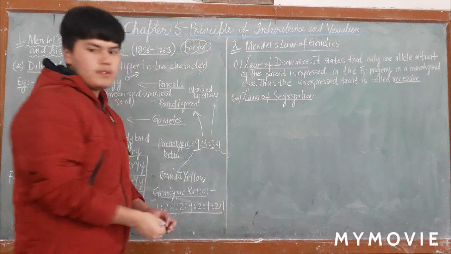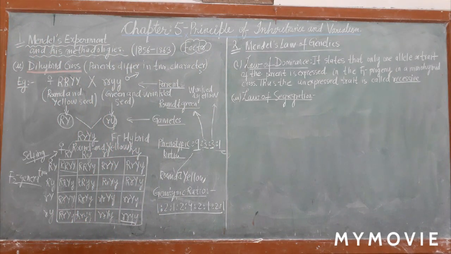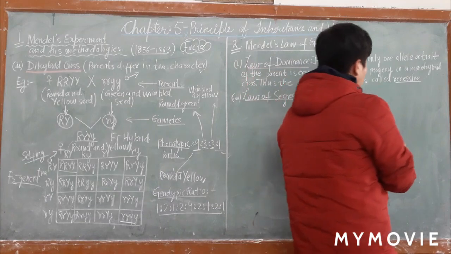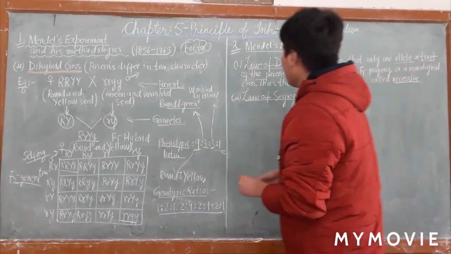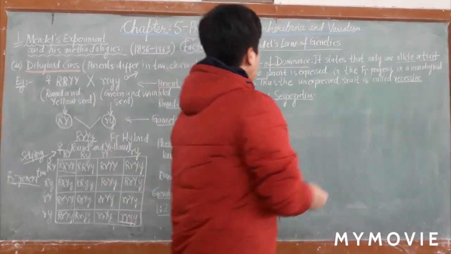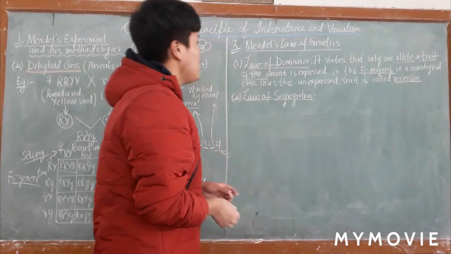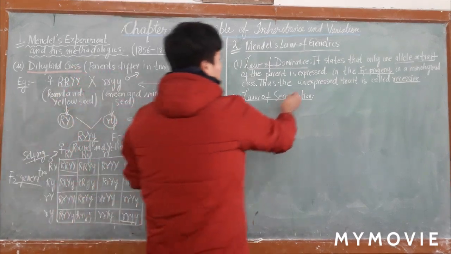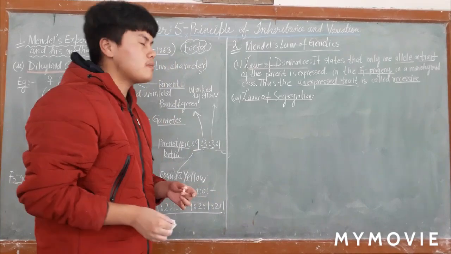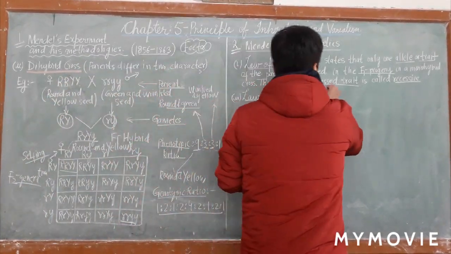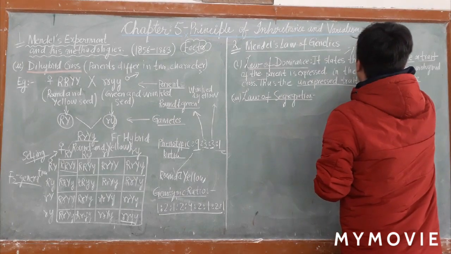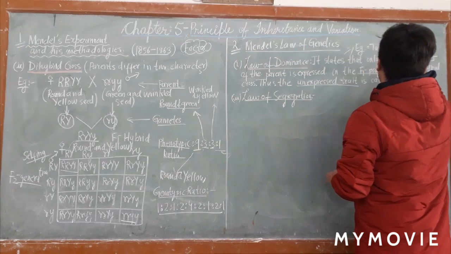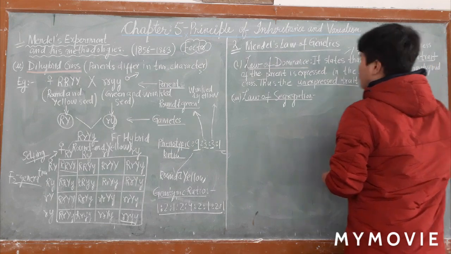Okay, so Mendel's first law, the law of dominance. Only one allele or trait of the parent is expressed in the F1 progeny in a monohybrid cross. The expressed one is called dominant and the unexpressed trait is called recessive. The example can be tallness and roughness.